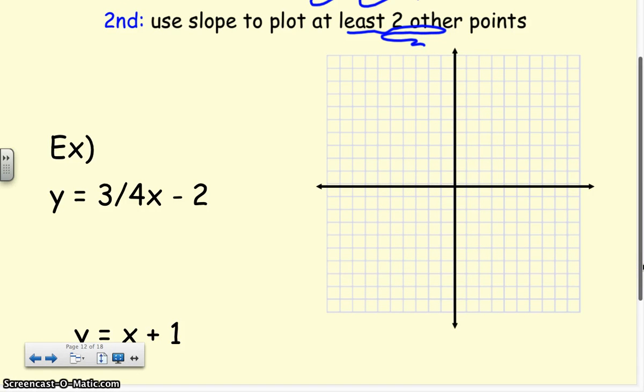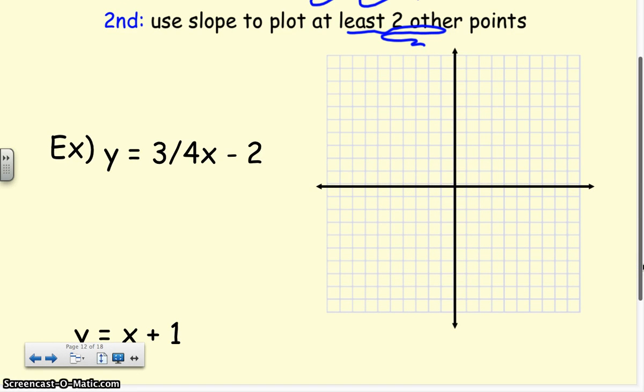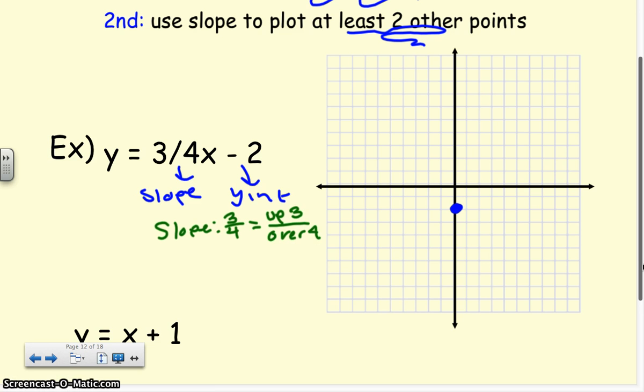I have y is equal to 3/4 x minus 2. So my first technique, identify my y-intercept and identify my slope. So my y-intercept is what? Positive or negative 2? Negative 2. So that's going to be my first point. And now I'm going to use my slope, which is 3/4, to find at least 2 other points. So if my slope is 3/4, I'm just getting really generic here so everyone knows where I'm coming from. That's saying that I'm going to go up 3 and over 4. Okay, up 3 and over 4.